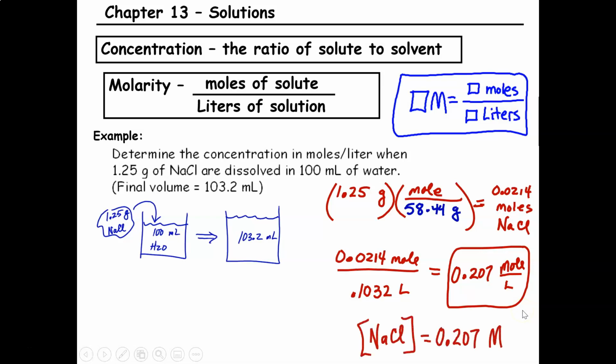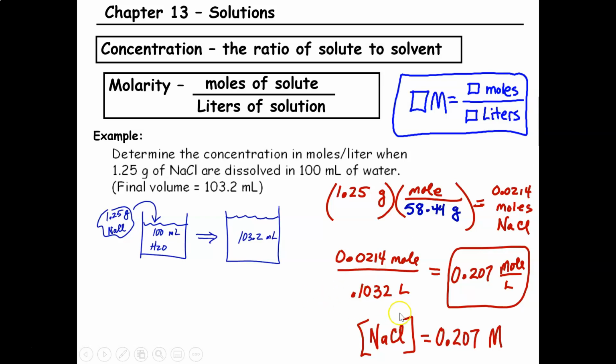However, another way to write it, instead of moles per liter, is to write one big capital M. That capital M means moles per liter. It's just a different way to write moles per liter. We also call that molar.